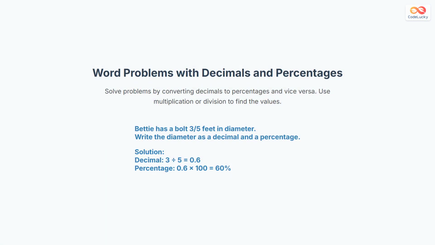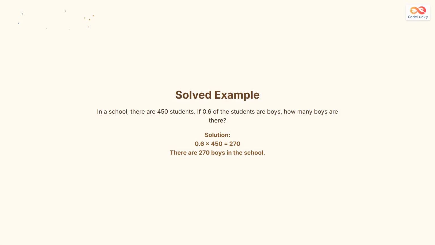Solve word problems by changing decimals to percentages or percentages to decimals. Use multiplication or division to find answers. For example, if a bolt has a diameter of 3/5 of a foot, divide 3 by 5 to get 0.6 as a decimal. Then multiply by 100 to get 60%. If a school has 450 students and 0.6 of them are boys, multiply 0.6 by 450. This gives 270 boys in the school.